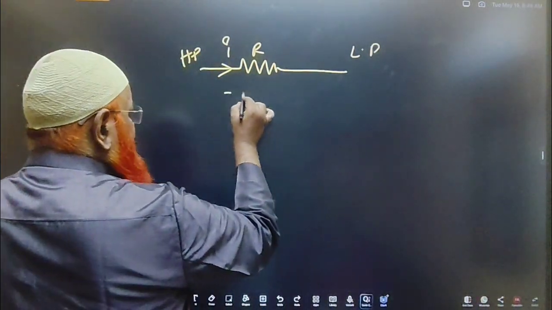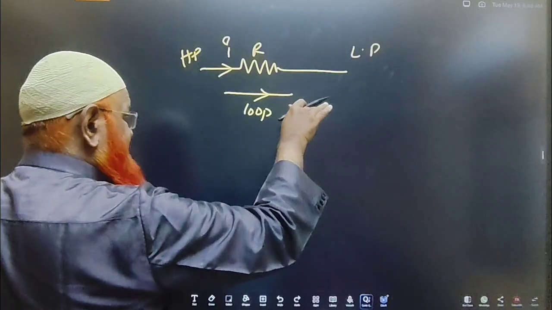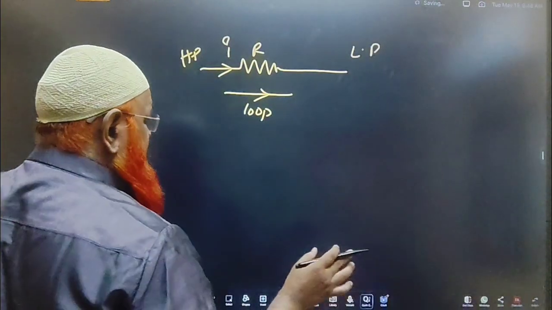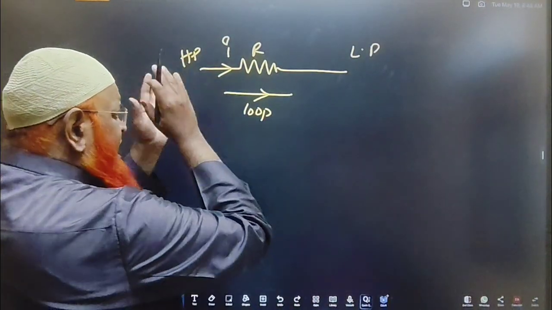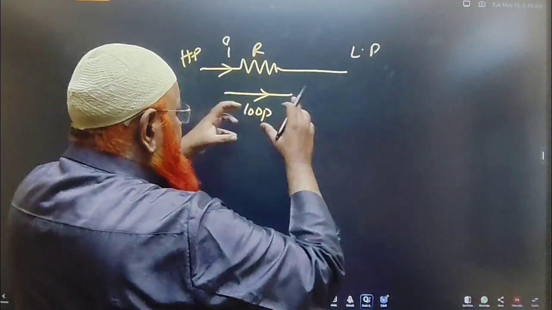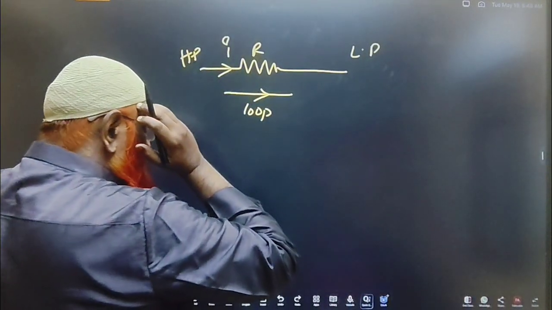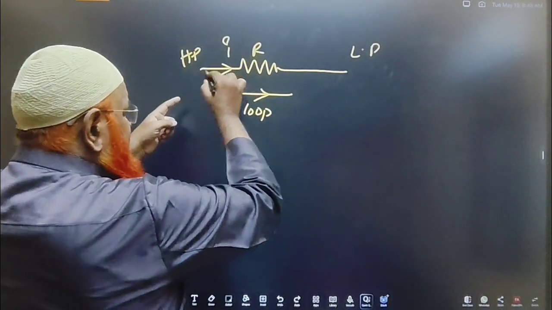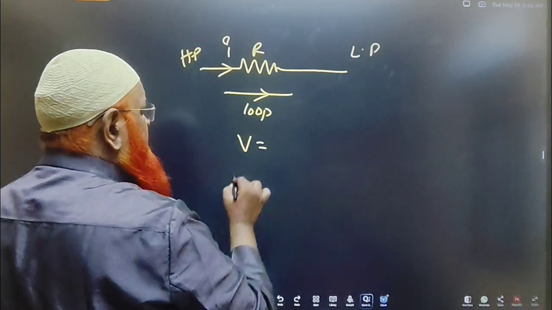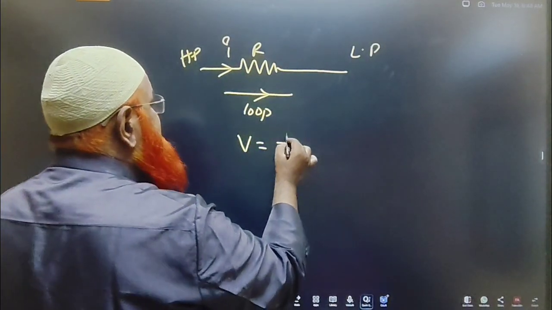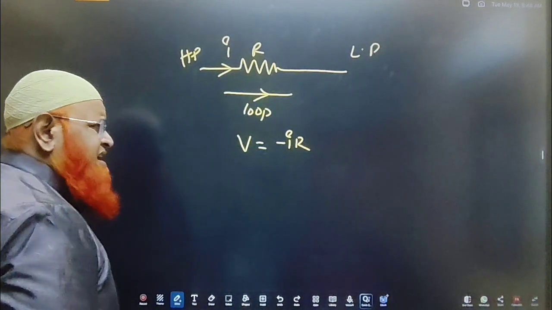Now here you are considering the loop direction and the current direction, both are the same. So if the loop is also moving from higher to lower, just try to imagine here. What is the potential difference? This is higher potential, this is lower potential. So the potential difference should be minus I into R in this case. Why is it minus I into R?